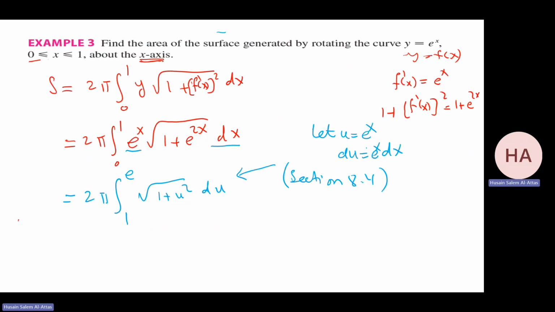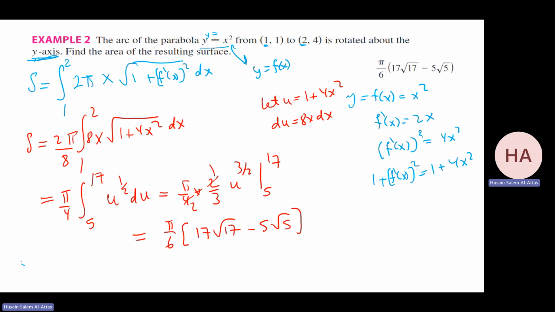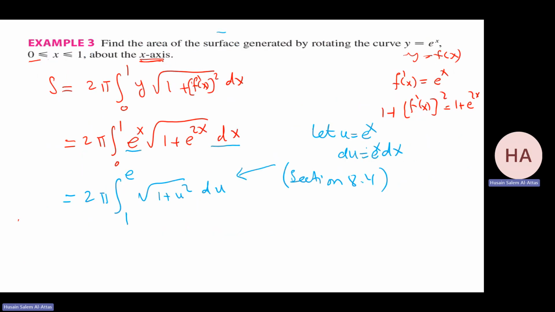As I said, sometimes you need to do integration methods, which is not covered according to this section. In the previous book, this section about arc length and surface of revolution came after doing the integration methods. Because of that, you will see questions like this. But this can be done by section 8.5. Not difficult, but I will leave it.